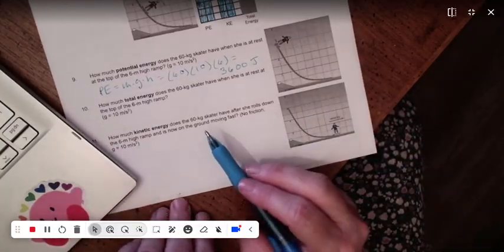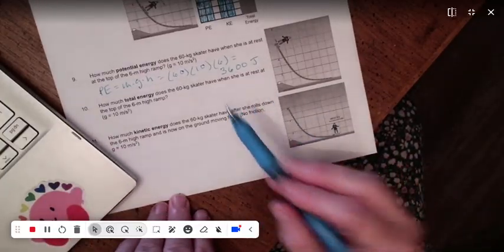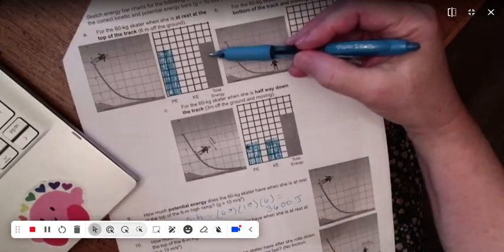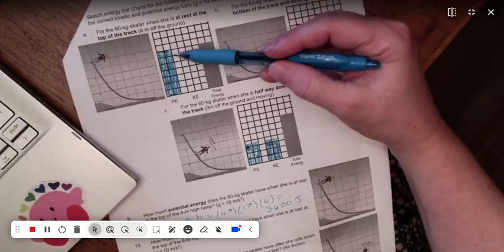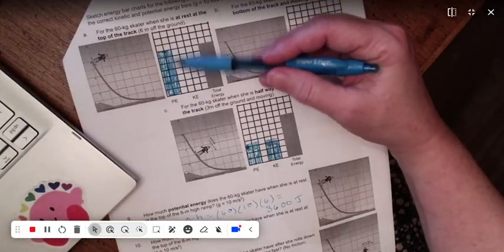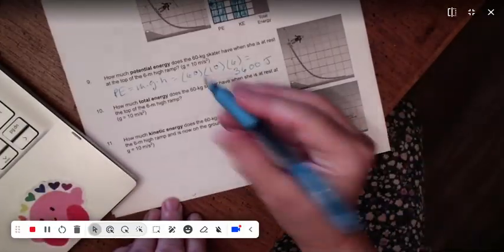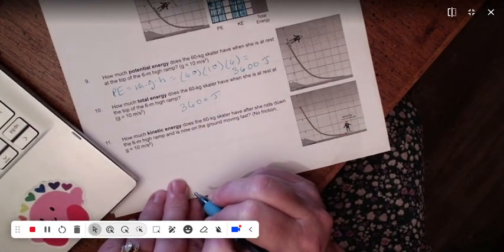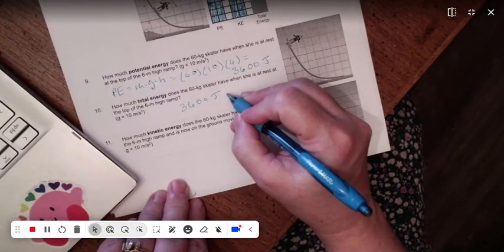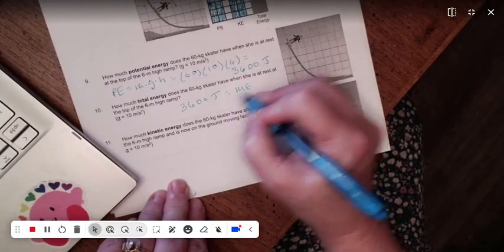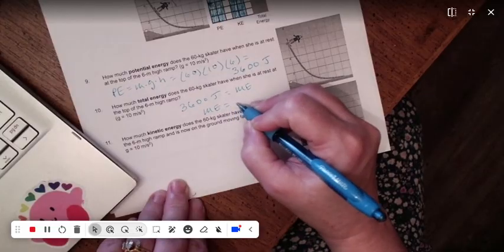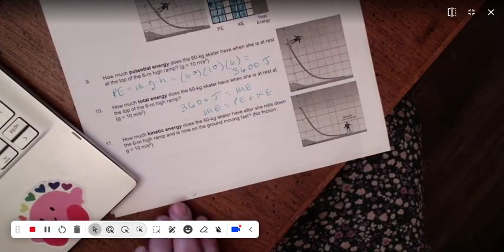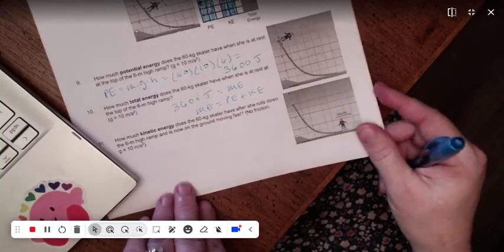How much total energy does she have when she's at rest? So remember, if we go back and look at our bar charts, total is always a conserved quantity. When she's at the top, all of her energy is potential, so that means she also has 3,600 joules of total energy, also mechanical energy. Remember, ME, mechanical energy, equals PE plus KE. This is like one of the equations that's not on your sheet. Okay.